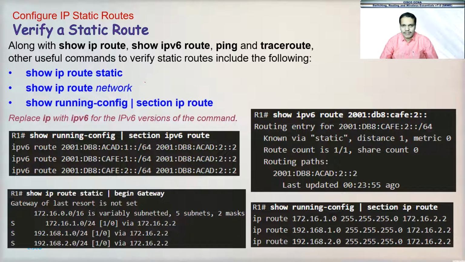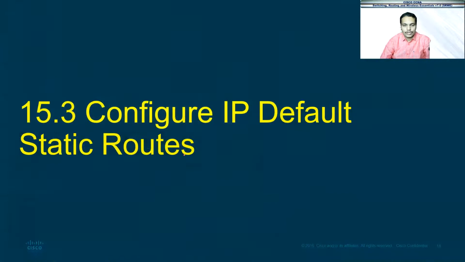If we want to use the same for IPv6, just replace ip with ipv6. That's all, nothing else. We have been using this for quite some time now. I hope that by now you have mastered the use of show commands and how to play with their output by using the pipe with section, begin, and other options. Okay, so how do you configure IP default static routes?